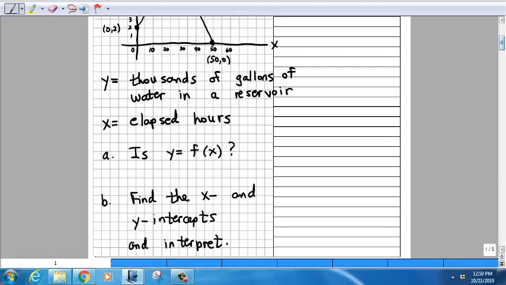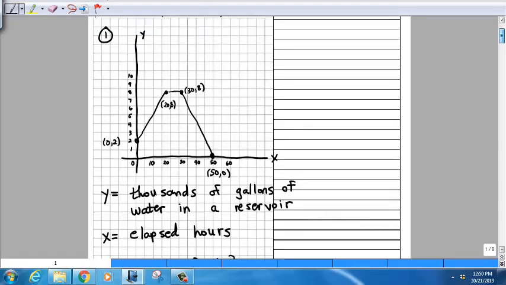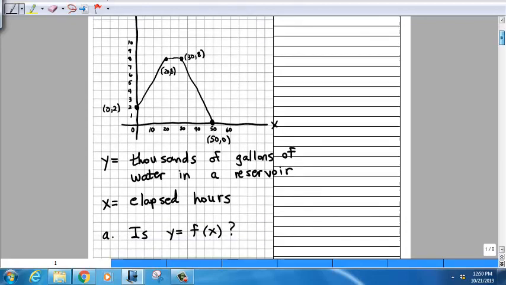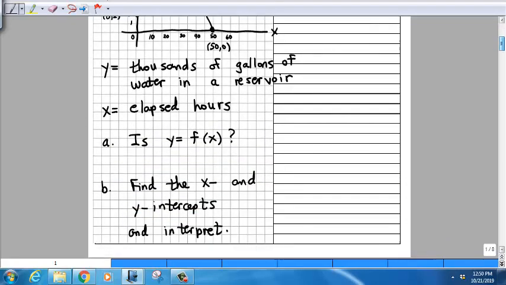Is y a function of x? In other words, do we have a function here? Is this graph the graph of a function? We already mentioned, sure, that's the graph of a function. Each input matches just one output.